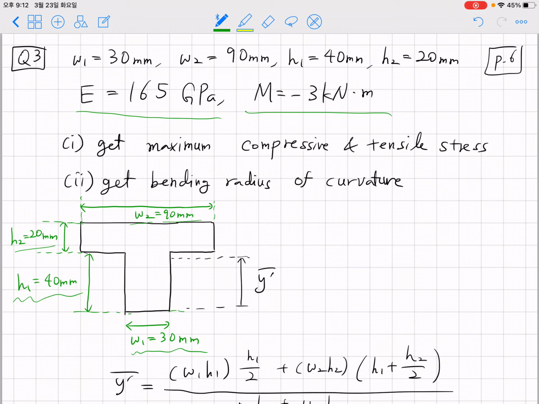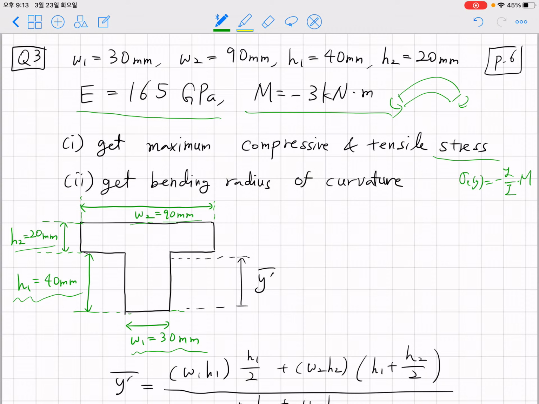Then the applied moment under pure bending is given as minus 3 kilonewton meter. Okay, which means that it's a negative sign convention, and you can imagine the bending of the beam in this kind of way. So this problem asks us to obtain the maximum compressive and tensile stress, and to obtain the bending radius of curvature. To obtain the stress distribution, we have to use the flexure formula, which is minus y over I multiplied by applied moment M.